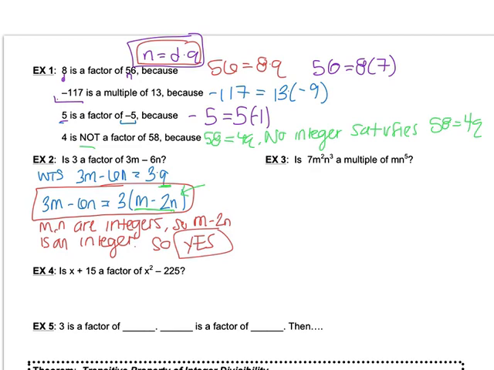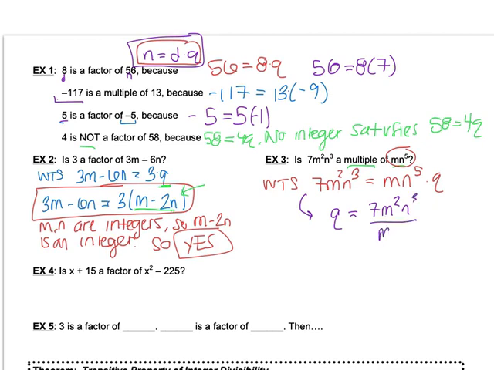So example 3 is worded in a different way. It's saying that 7m squared n cubed is a multiple of mn to the 5th. If that's true, then we would want to show that 7m squared n cubed equals mn to the 5th times some integer q. So if that were true, how would we figure out what q is? Well, we would divide both sides. This would imply that q equals 7m squared n cubed divided by mn to the 5th. So if that were true, that's what q would have to equal.